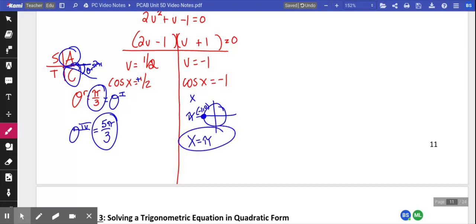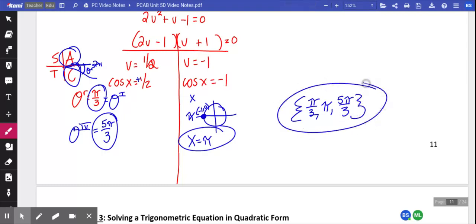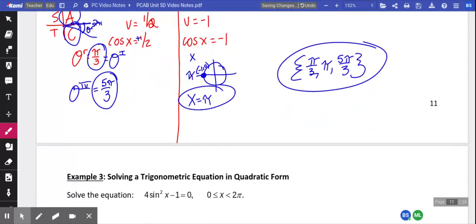So let's write them all together. Usually write them in ascending order. So pi over 3, pi, and 5 pi over 3. I didn't do that in the other ones, but we should. Okay.